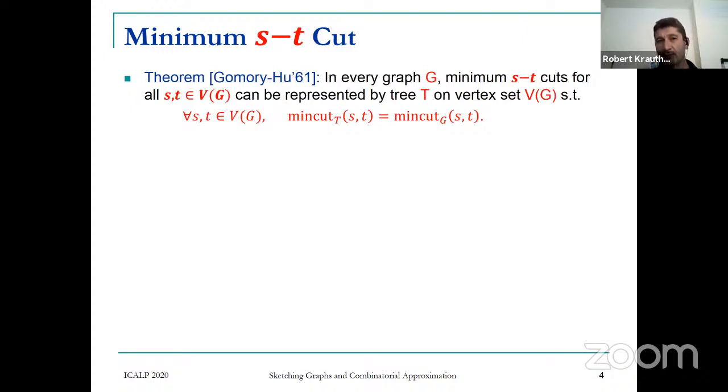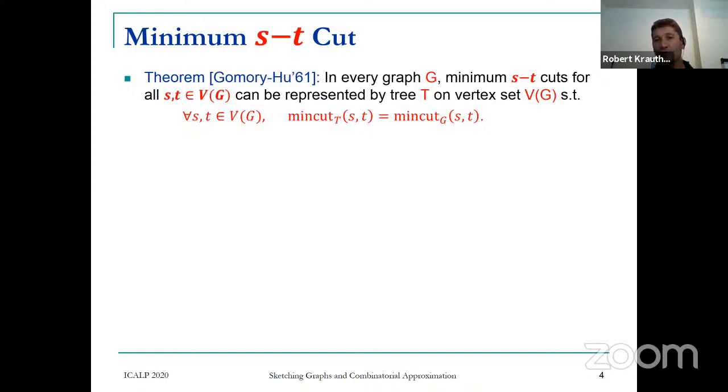And there's a famous result by Gomory and Hu that says if you have a fixed graph G, and throughout I'm going to think about undirected graphs, and they can have edge weights, which are interpreted as capacities, because we're talking about cuts. So in a fixed graph G, you want to look at all possible minimum s-t cuts, for all pairs s and t. With n vertices, we have about N choose two pairs s and t.